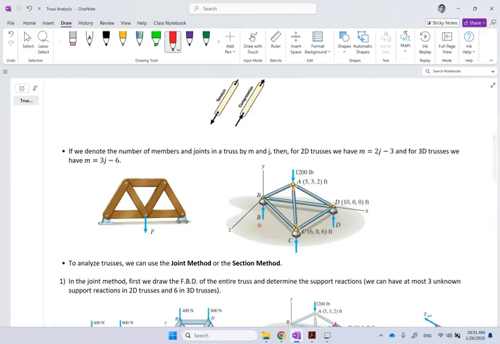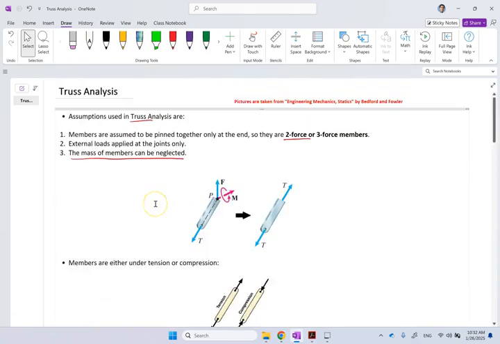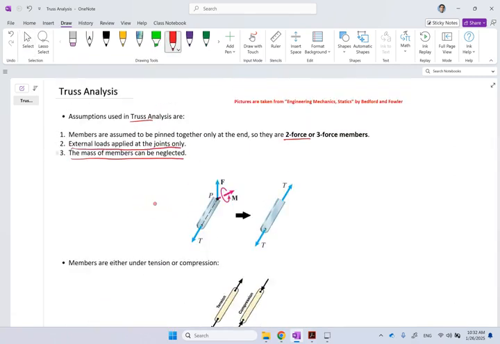If you look at this truss, the external force F that the truss is carrying should be a lot bigger than the weight of each one of these individual members. If that's the case, then that is a good assumption. Otherwise, we have to do something about this mg, and I'm going to talk about it. But first, we assume that the masses of the members are not big compared to the external loads. And then the external loads are only applied at the joints.